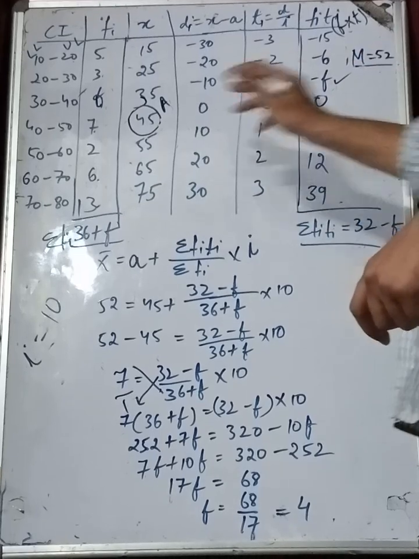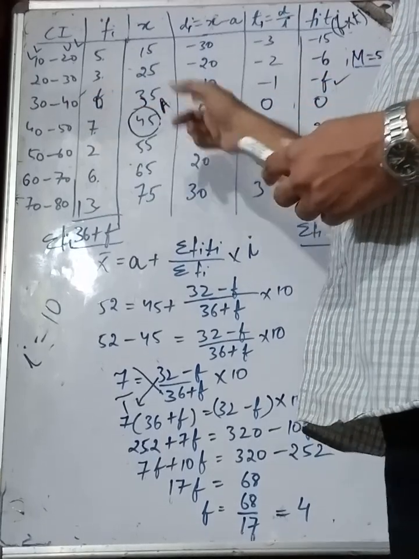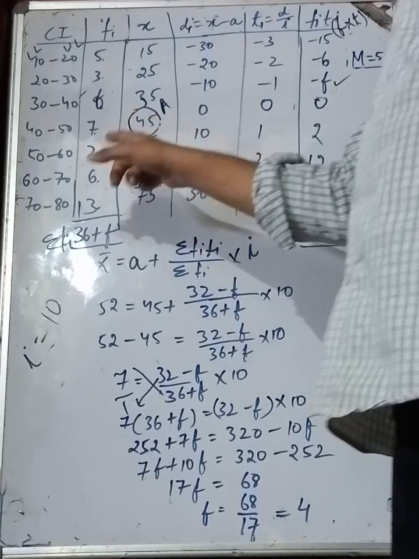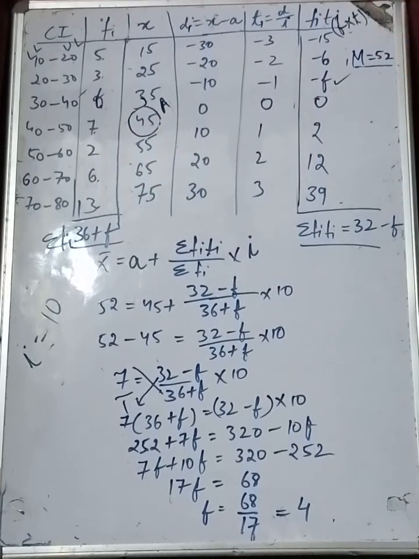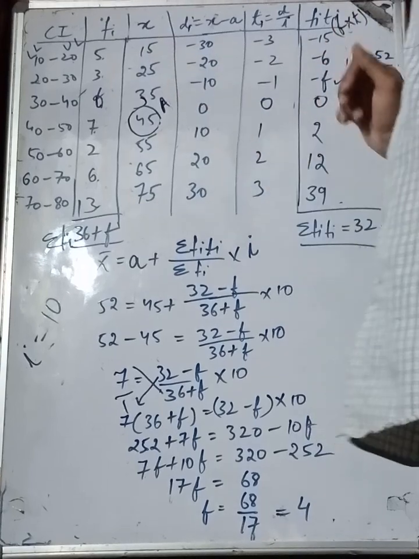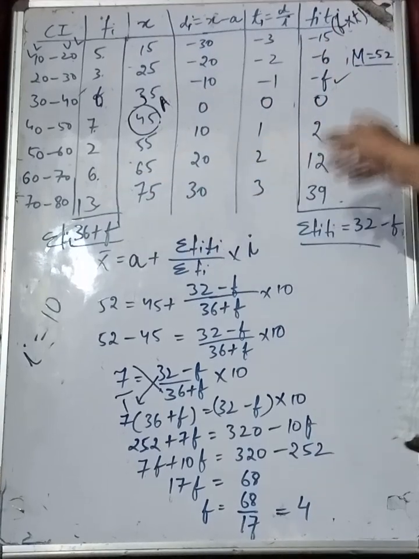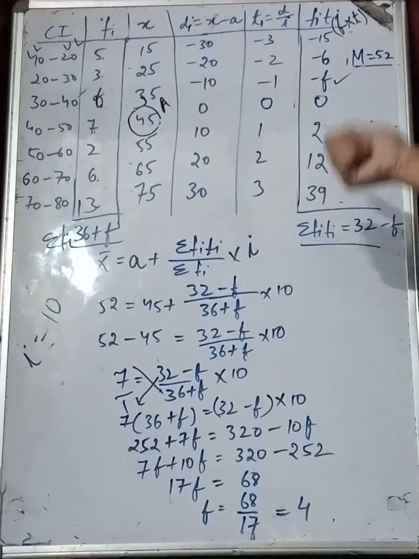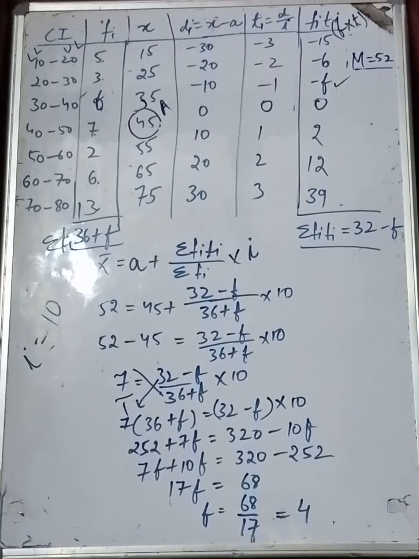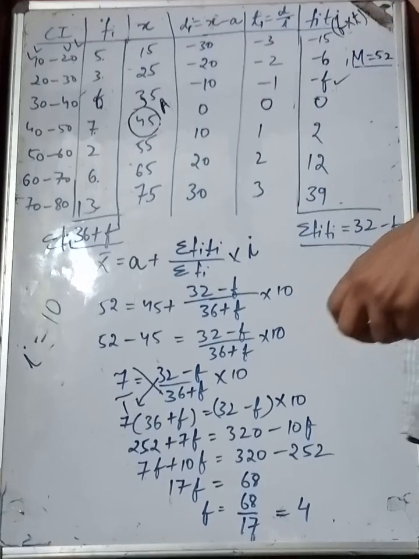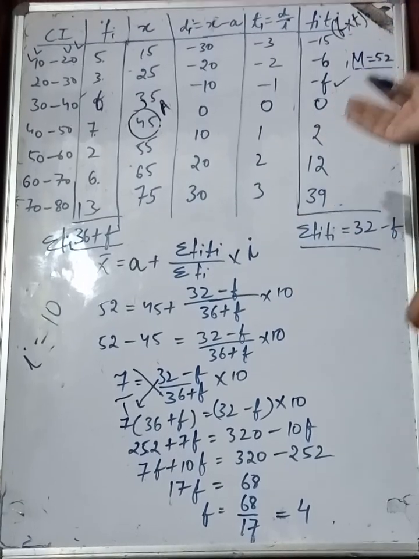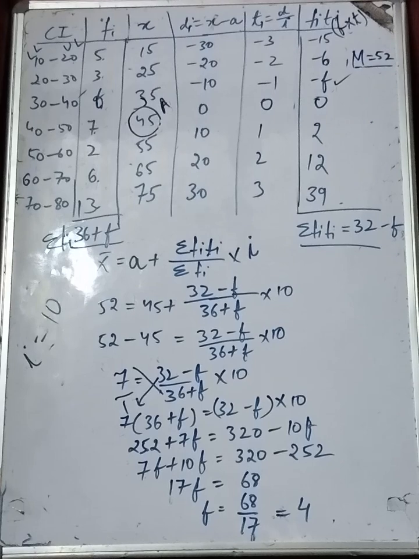Alright. Now 7 multiplied by 0 is 0. 2 multiplied by 1 will be 2. 6 multiplied by 2 will be 12. 13 multiplied by 3 is 39. Alright, so this is the value of f multiplied by t. These are the values.